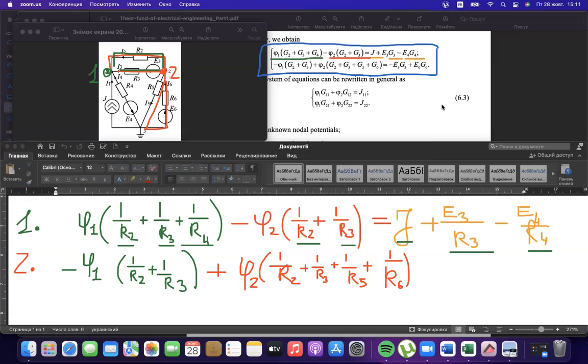What do we have additionally? We also have potential number 3 that is connected with potential number 2, but potential number 3 equals 0. And instead of minus phi3, what should we write? We should write 1 over R5, the branches between 3 and 2, and 1 over R6. But because phi3 equals 0, we can neglect this part in the calculation.